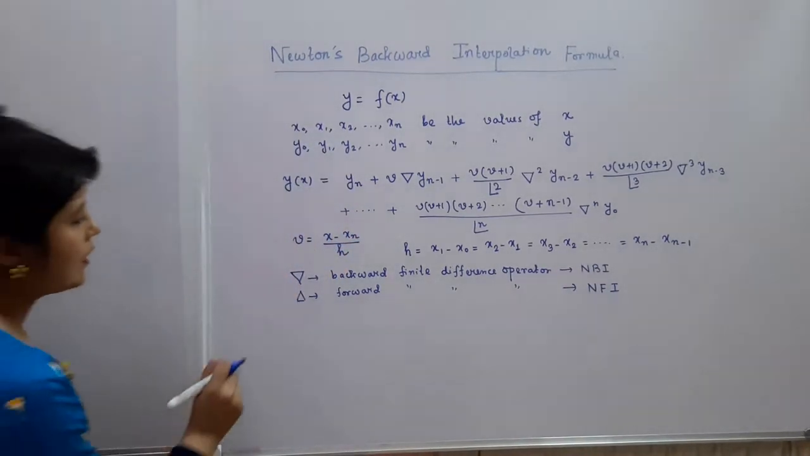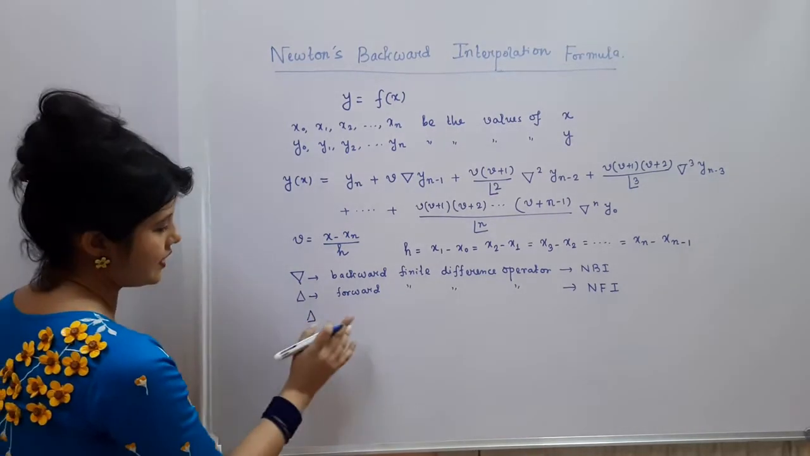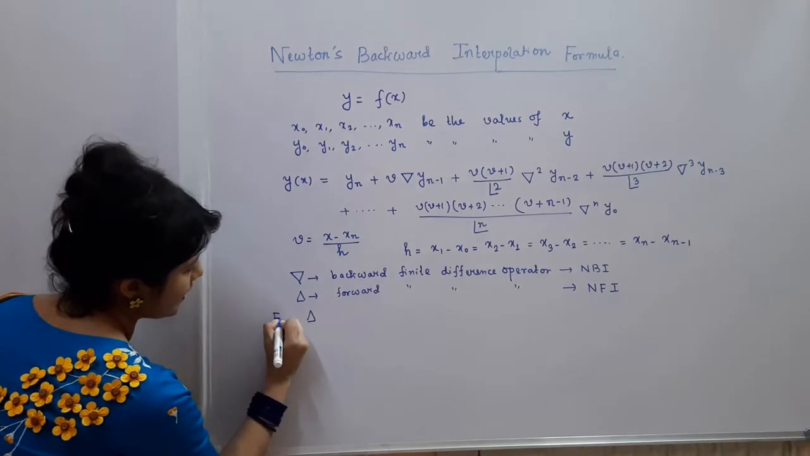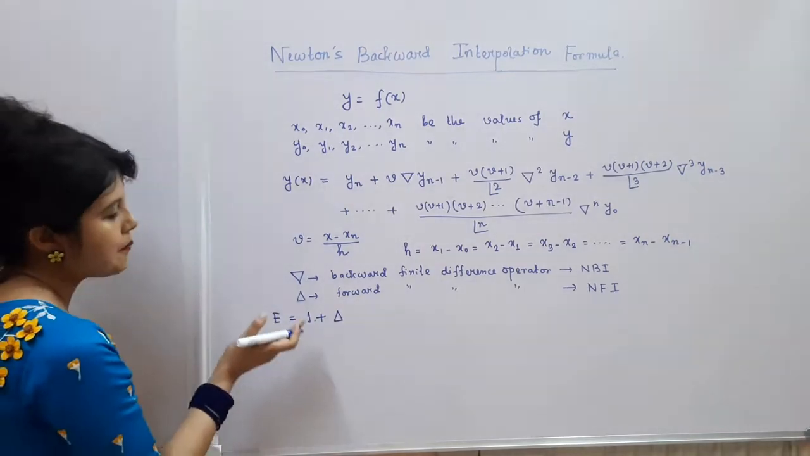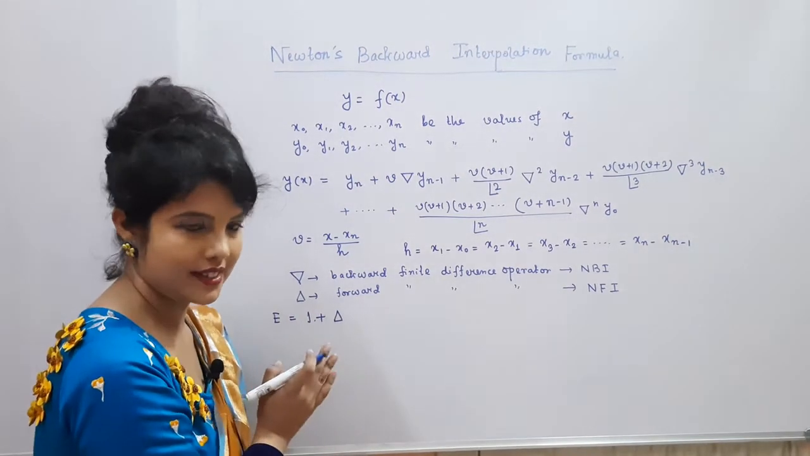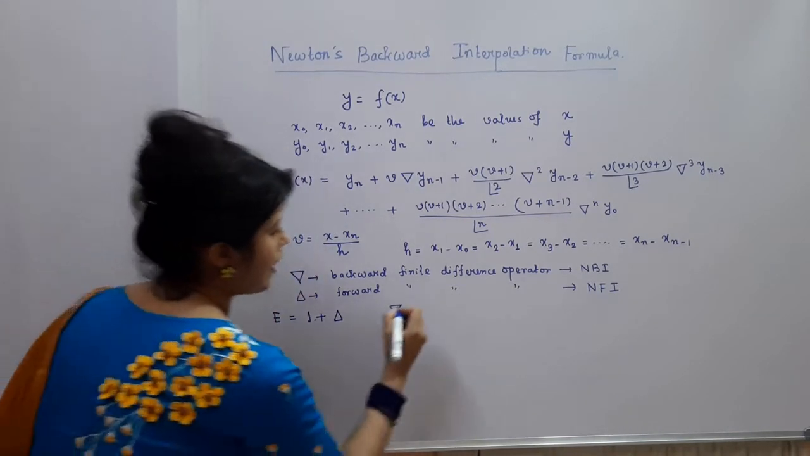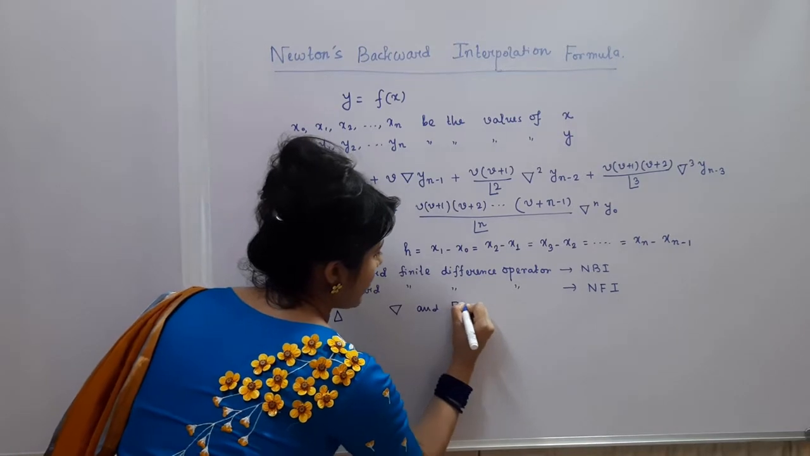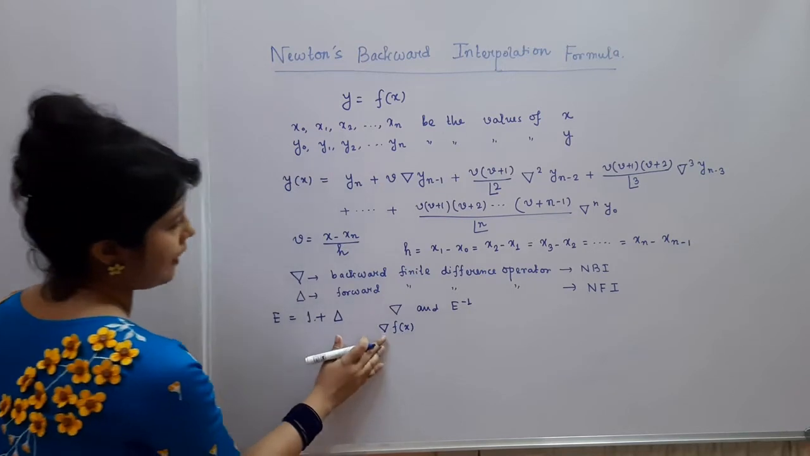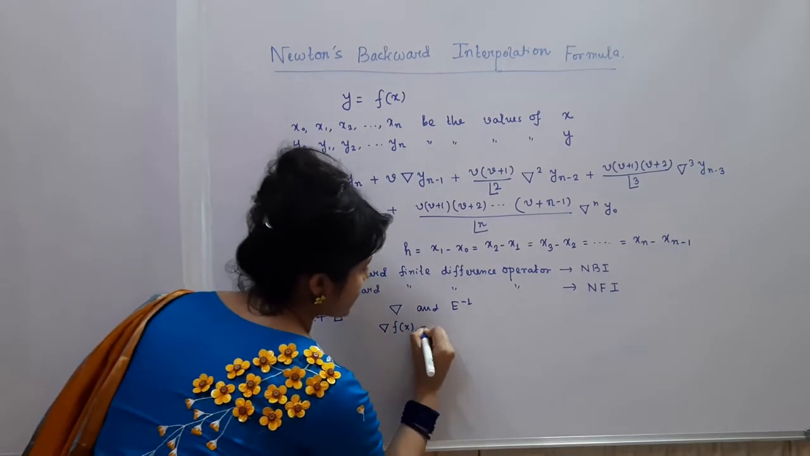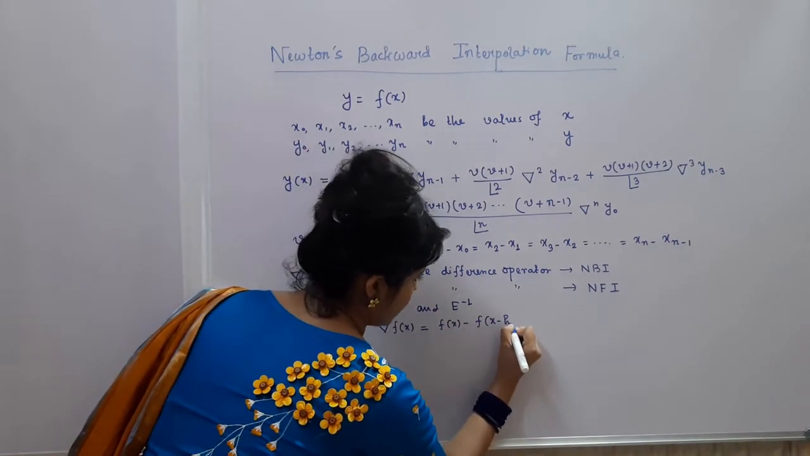Now I have already discussed a relation between this delta and the shift operator, that is, the shift operator E is equal to 1 plus delta. We have already proved it in my previous class. Now there is also a relation between the backward difference operator and the inverse shift operator. If we apply this backward difference operator on f of x, it will give you f of x minus f of x minus h.